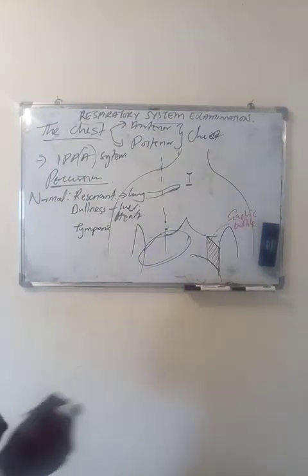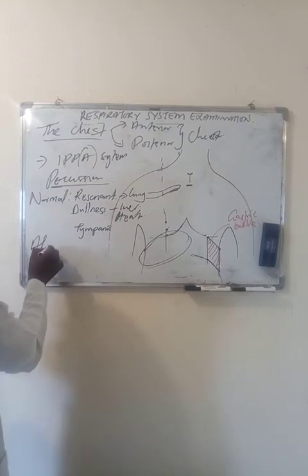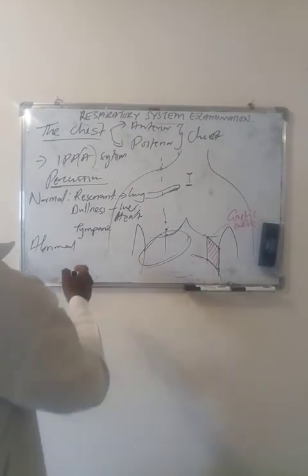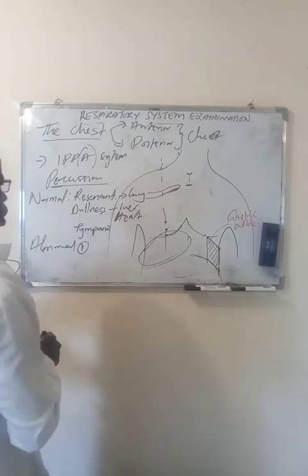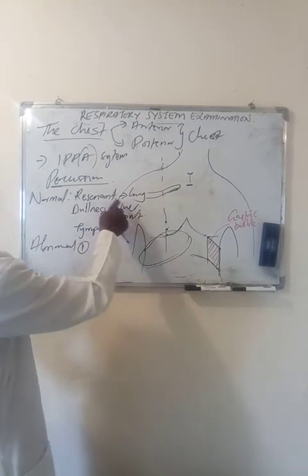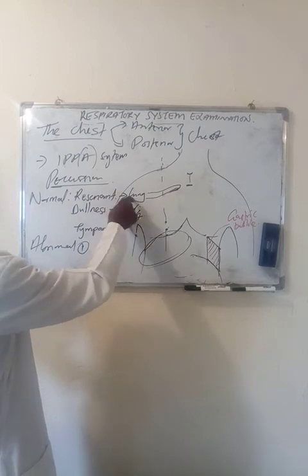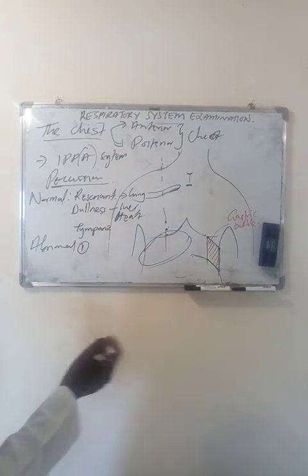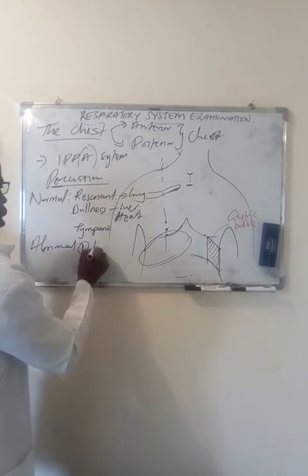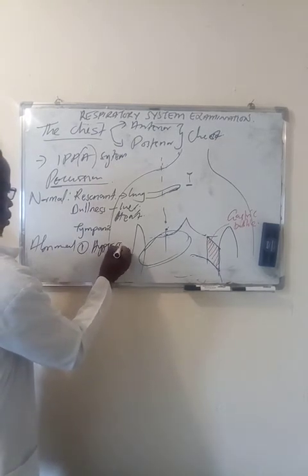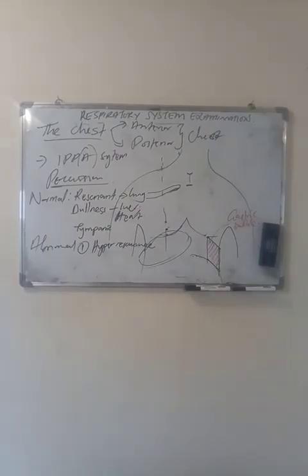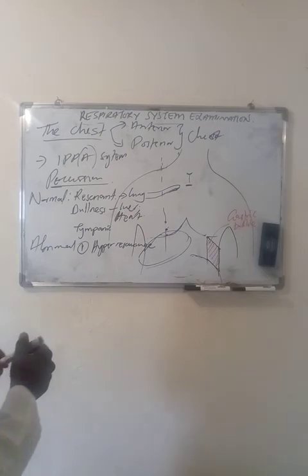Now you have to look out for what is abnormal. What are the abnormal sounds? If you find, let's say, resonance where there's supposed to be dullness, or you find tympany where there's supposed to be resonance, obviously it's abnormal. But let's look at it. Hyperresonance. Hyperresonance means that there is too much air in the chest. There's so much air. That can happen in cases where there's hyperinflation and so on.